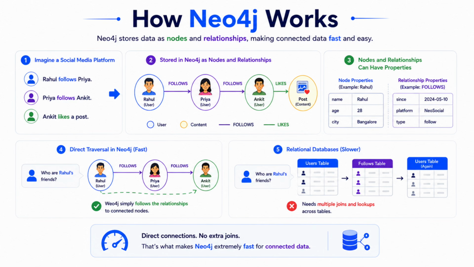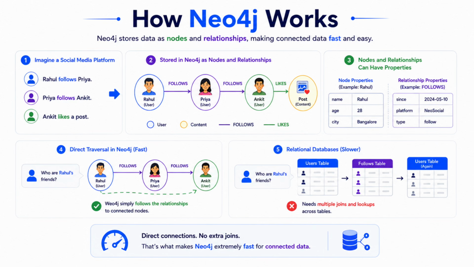Imagine a social media platform. Suppose Rahul follows Priya. Priya follows Ankit. Ankit likes a post. In Neo4j, Rahul, Priya, Ankit, and a post are stored as nodes. The connections such as follows and likes are stored as relationships. Each node and relationship can also store additional information called properties. For example, Rahul's node may store his name, age, and city. A follows relationship may store the date when Rahul started following Priya.